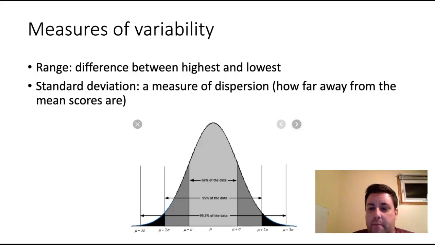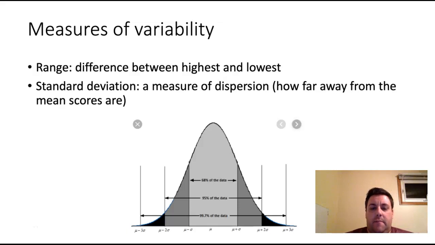There are a couple of different measures of variability. Range is simply the difference between the highest score and the lowest score. Standard deviation is a measure of dispersion, and this simply tells us how far away from the mean scores are. So when we start to think about standard deviations, this is where we get into studies of the normal curve, or the bell curve. It's also sometimes called student's curve, or the T-shaped curve. Any of those names would be the same thing.